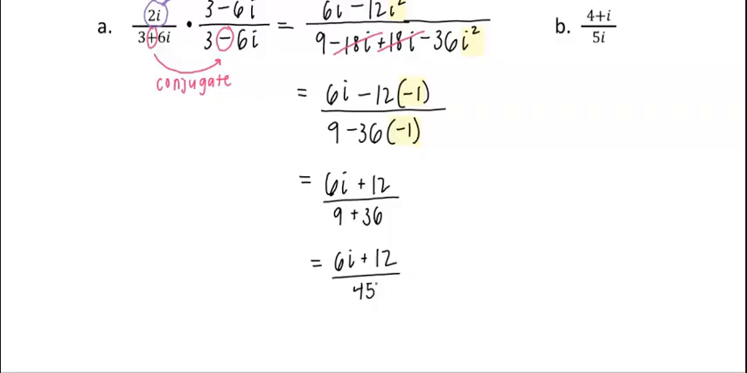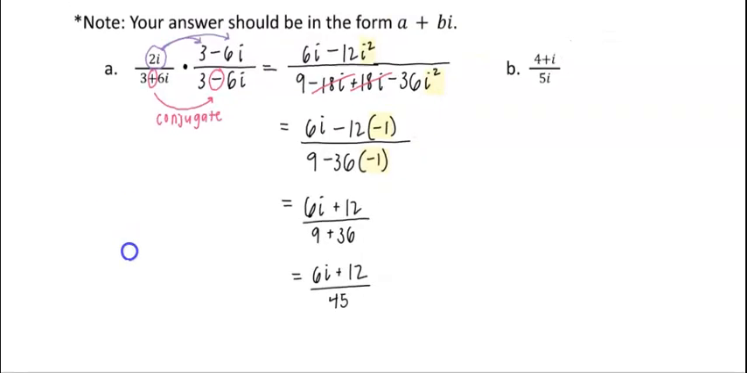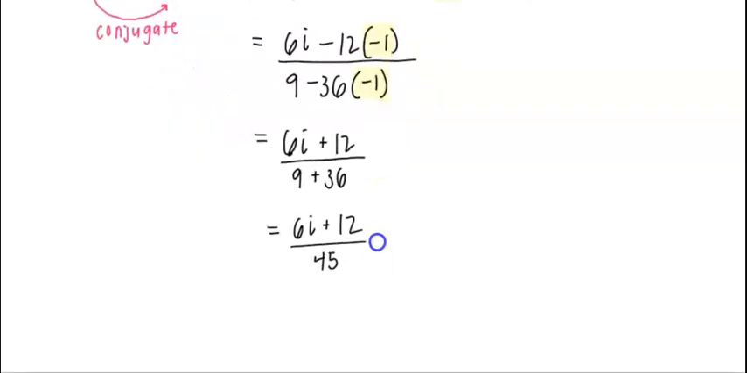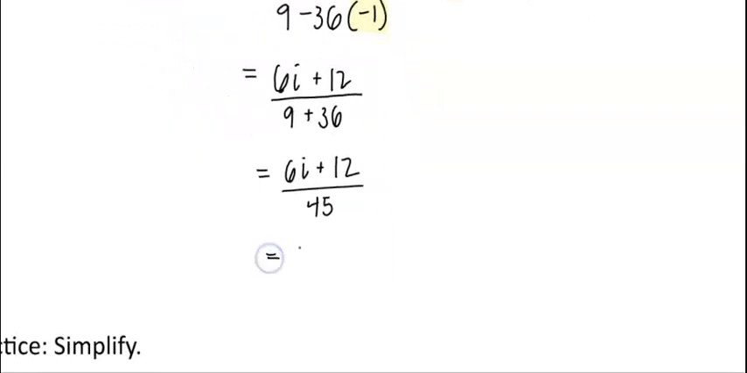So we have 6i plus 12 over 45. In the instructions, it said our answer should be in that standard form, a plus bi. That's called standard form. So we're going to have to rearrange this a little bit and split it up. Not only is our i term supposed to come second, it should say 12 plus 6i, but also instead of putting it all over 45, we're going to actually split this up.